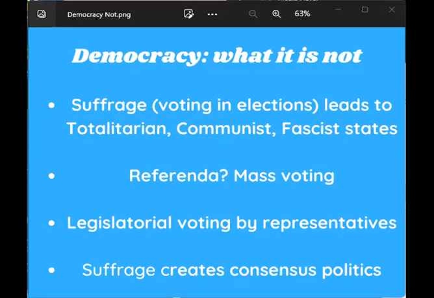Democracy, what it is not. Suffrage. Suffrage just means voting. Leads to totalitarian, communist, fascist states. Yeah, it's going to be very confronting for the majority of people watching this who've never heard this before. Yet just have a look at the actions we're about to show you later.